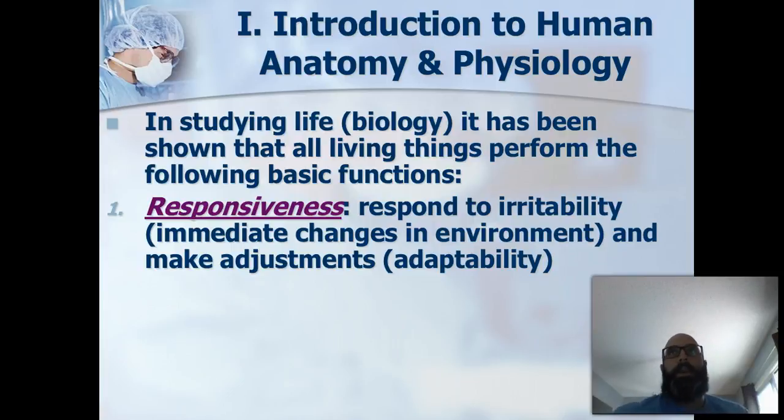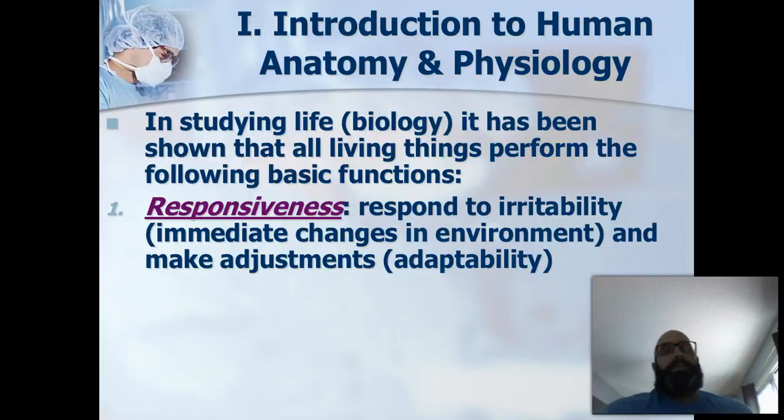Up until this point, your environment has always been the area in which you live or the area in which you survive. But when we study human anatomy and physiology, that environment actually has internal components. So your body responds internally and externally. For example, internally, you eat spoiled food or something along that nature. Your body recognizes that stimulus of microorganisms that aren't supposed to be there, and one of the responses is throwing up, which is the adaptability, or the ability to make adjustments to the environment.